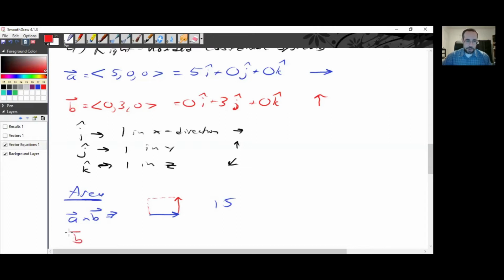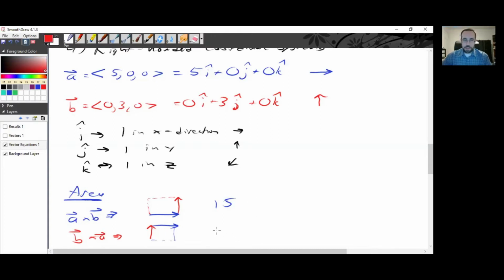So I have B cross A. Let's just take a quick look at that. If I do B cross A, it's going to look pretty much the same, if I can actually draw a straight line. You can see that the orientation is a little bit different, but the size of it is still going to be 15.